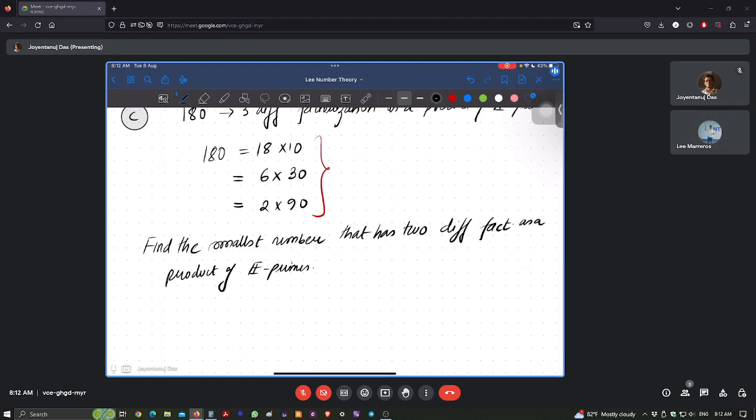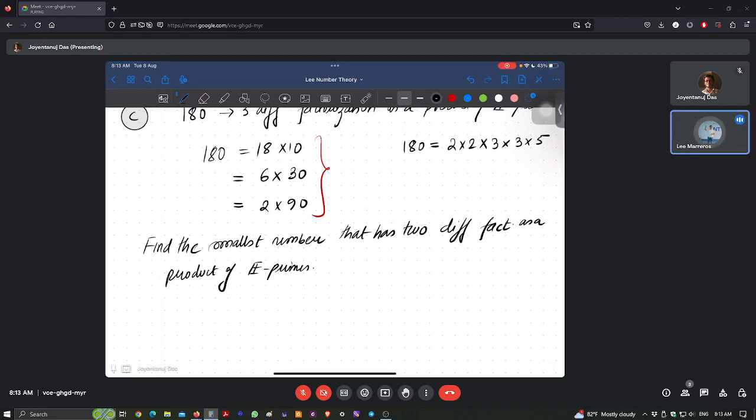So we will get an idea from 180. What is the usual prime factorization of 180? It is 2 times 2 times 45, and 45 is 3 times 15, so 3 times 3 times 5. That's the factorization of 180.